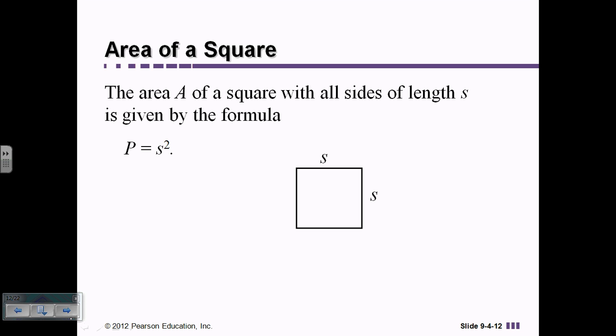All right, now we want to find the area of a square. Area of a square is given by the formula. If we think about it as a rectangle, it's just length times width, but the length and the width are the same. So if we think about it that way, length times width, but the length and the width are both s, so it's s times s, and that's how this s squared comes about.